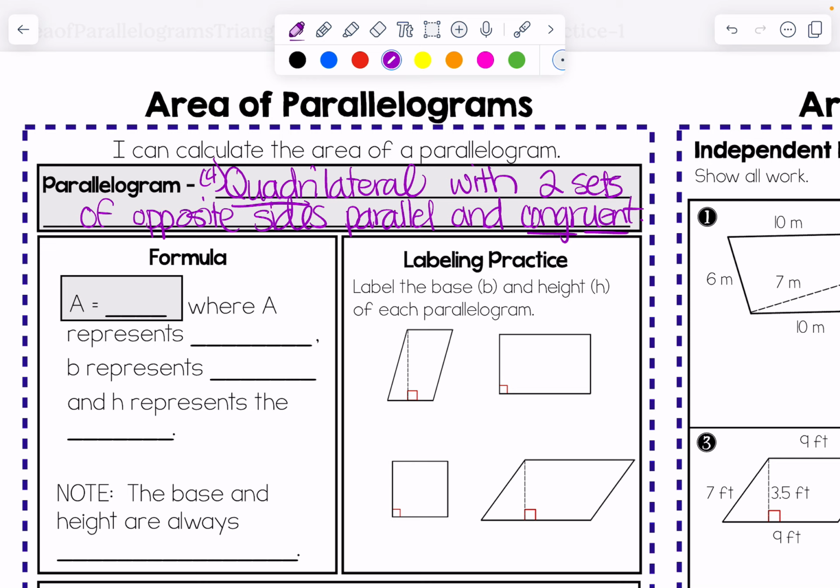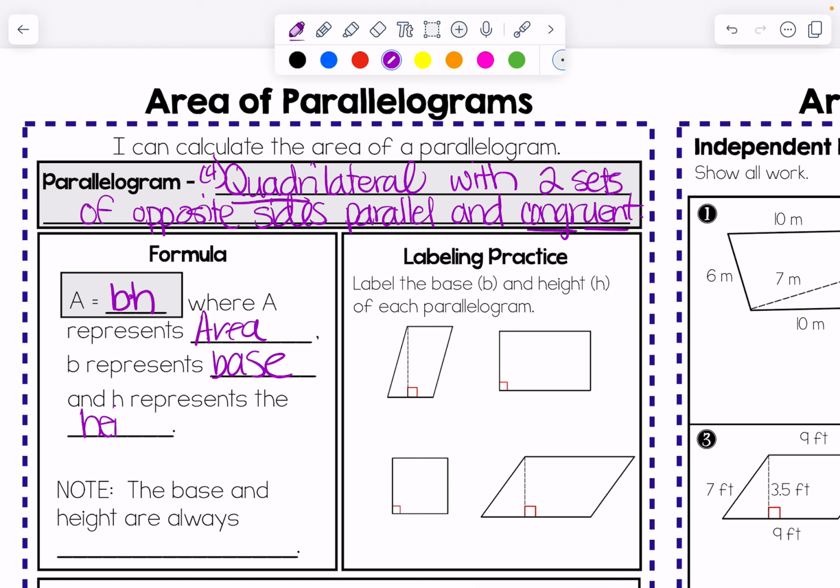The area formula for a parallelogram is A equals BH. Since there's no operation symbol here, we're multiplying the B and the H, where A represents area, B represents the base, and H represents the height. So you find the area of the parallelogram by multiplying the base and the height.